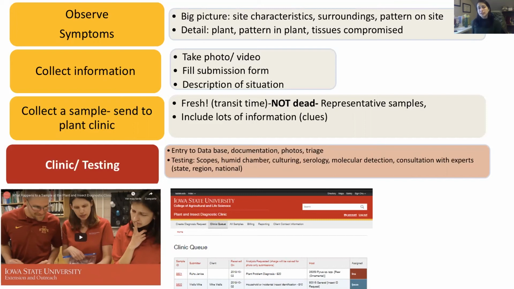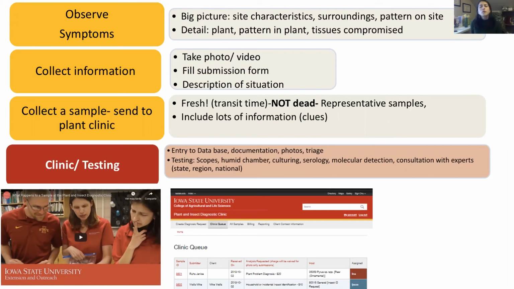If you are going to collect a sample, make sure that you collect a good representative sample of what you're seeing. Make sure that it will be fresh for us to work with, meaning keep in mind the transit time that this particular sample will be in the mail. We recommend that you do not mail samples later in the week. Ideally, try and send samples Monday, Tuesday, no later than Wednesday, so that your samples get to us really fast. And include lots of information, clues in the submission form.